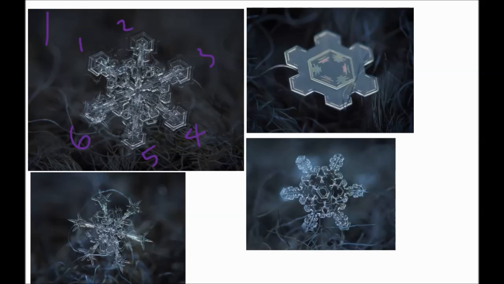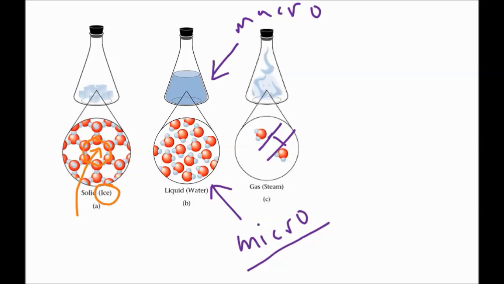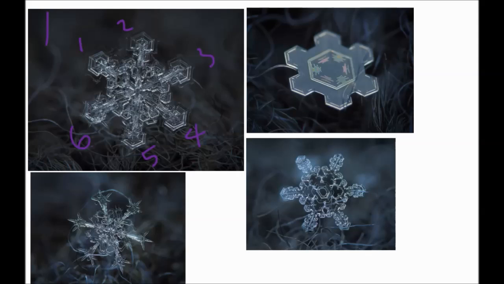Those 6 points come, again, from the fact that water has this hexagonal structure on the microscopic level. And you can also see kind of a hexagonal format here. There's kind of a hexagon, and each point of the snowflake is also kind of a hexagon.